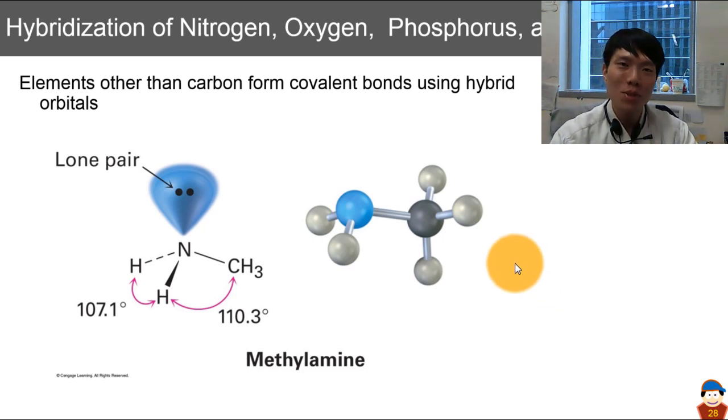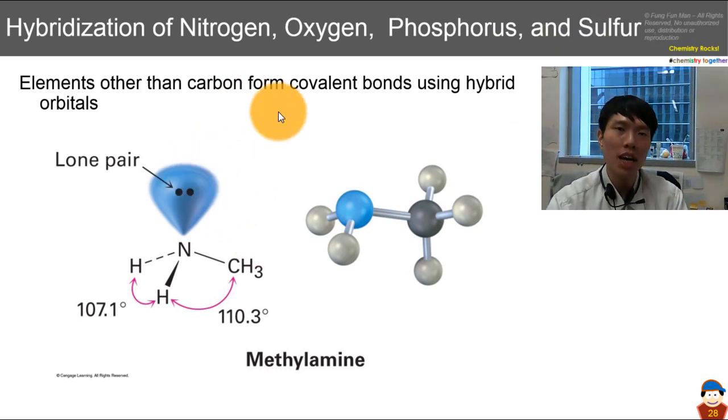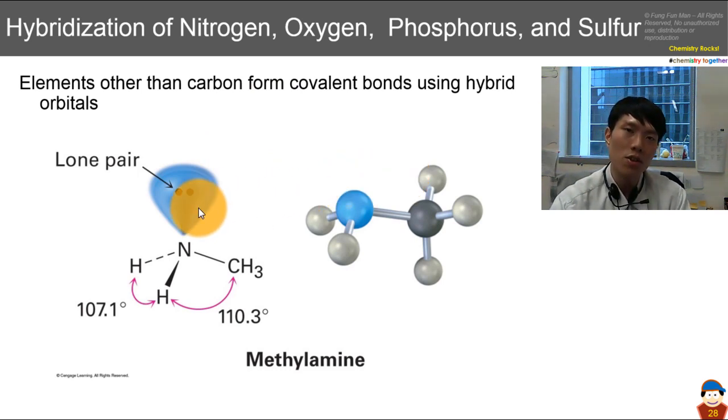Now there are other elements besides carbon that can also undergo hybridization: nitrogen, oxygen, phosphorus, and sulfur. These are common elements you can find in organic chemistry. Why do these elements undergo hybridization? Even though they have lone pairs of electrons, we need to angle them in such a way that they do not repel each other so badly.